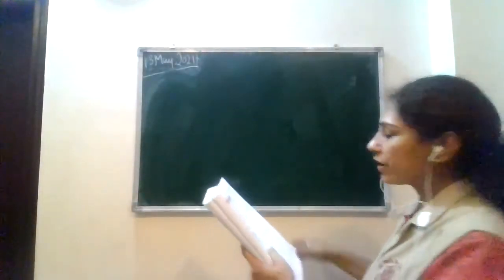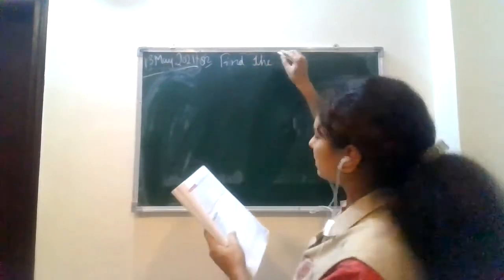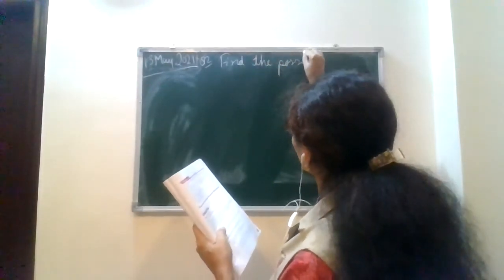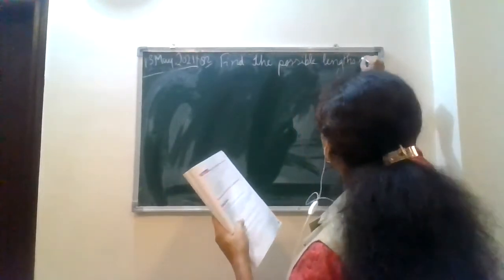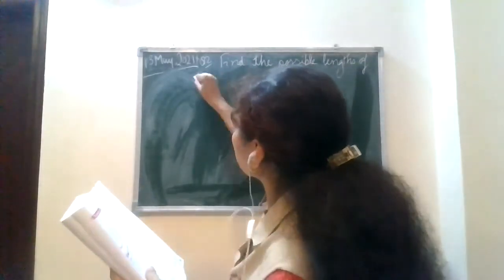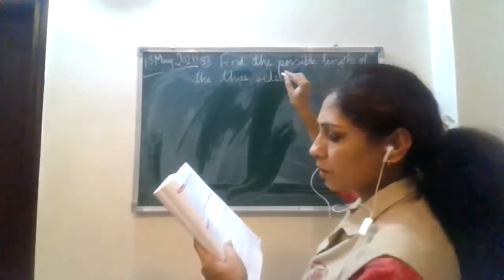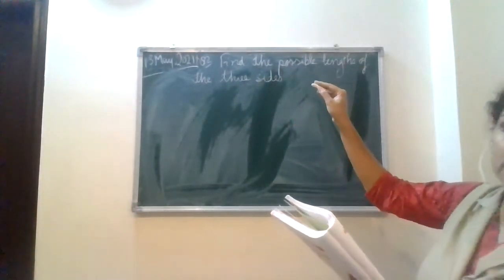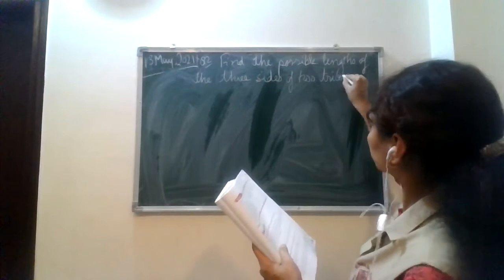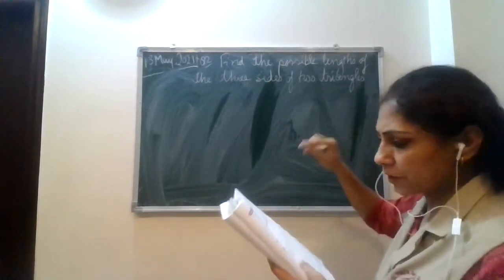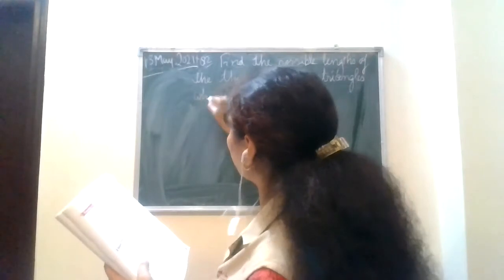Yes, the question is: find the possible lengths of the three sides of two triangles whose perimeter is 21 centimeters.